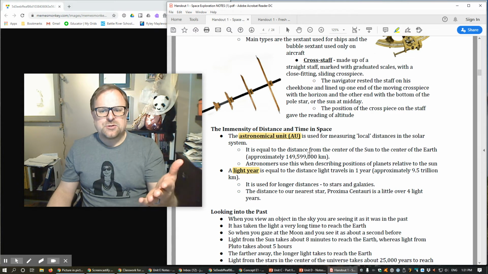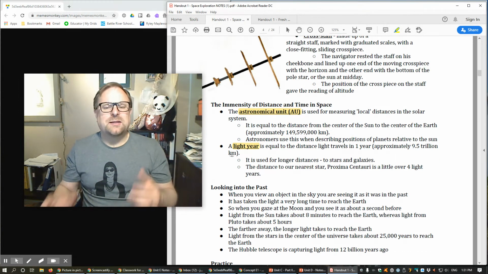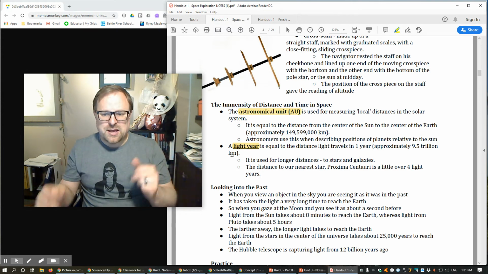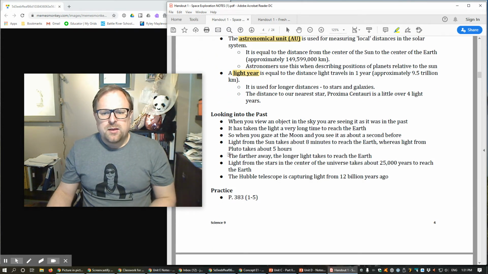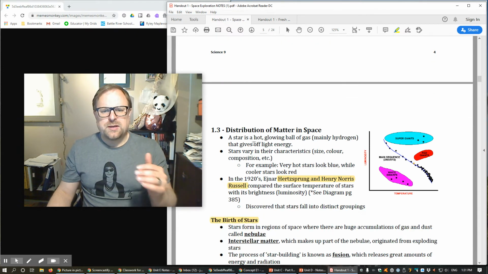Okay, what is an astronomical unit? What does it measure about how long it is? And then what is a light year? What does it measure about how far is that distance as well? Okay. And then I'm going to skip a little bit. You've got some practice questions you can do out of the textbook as well.